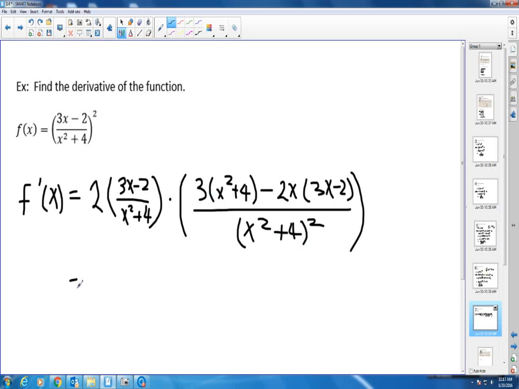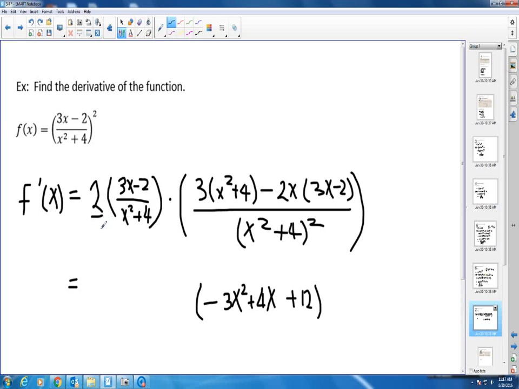So let's simplify this top here. Kind of messy. 3x squared minus 6x squared, that would be negative 3x squared. Alright, 3 times 4 is positive 12. Negative 2x times negative 2, positive 4x. So that's what's left on the top of this parenthesis.